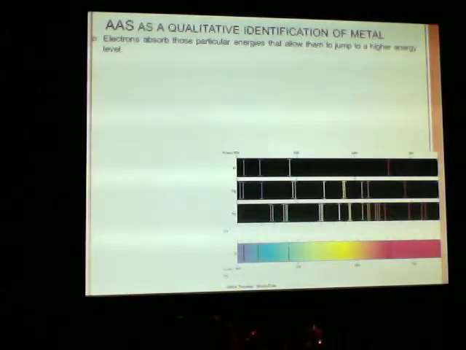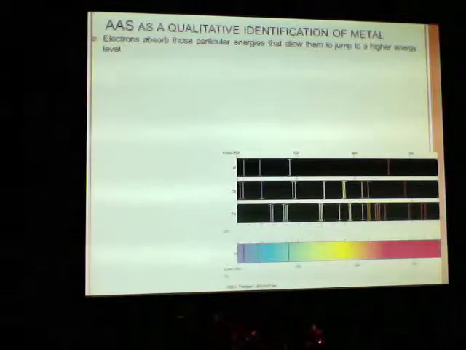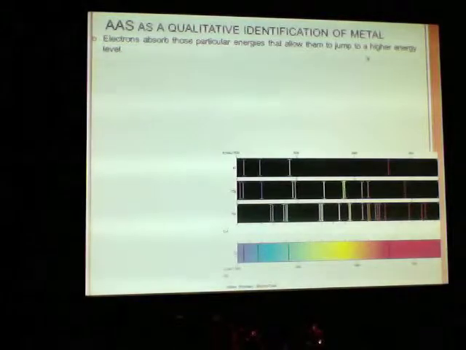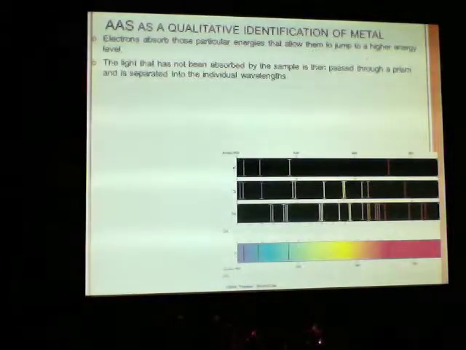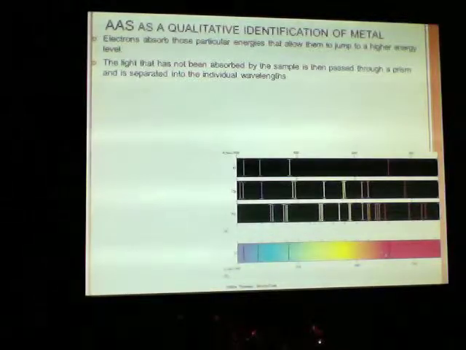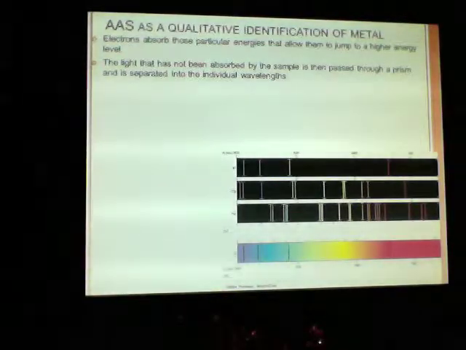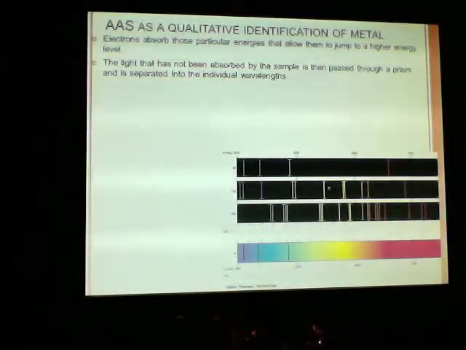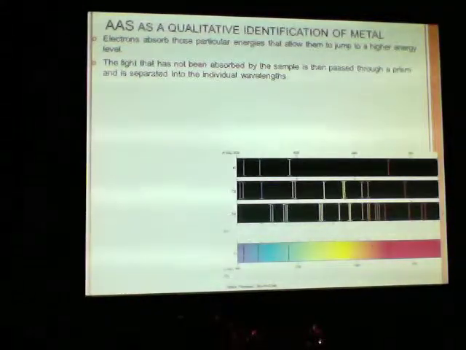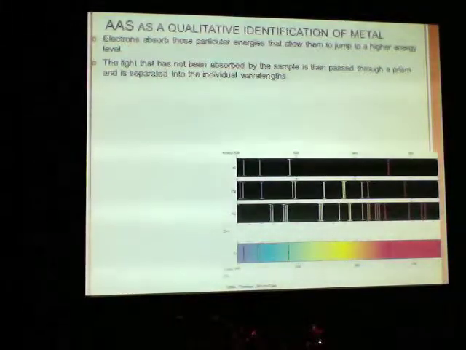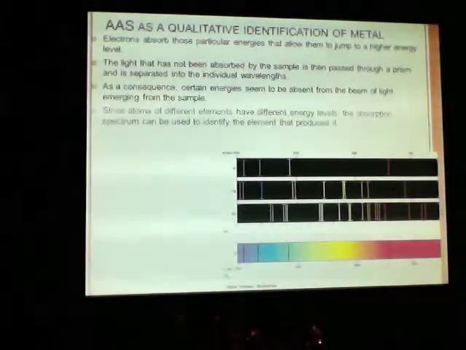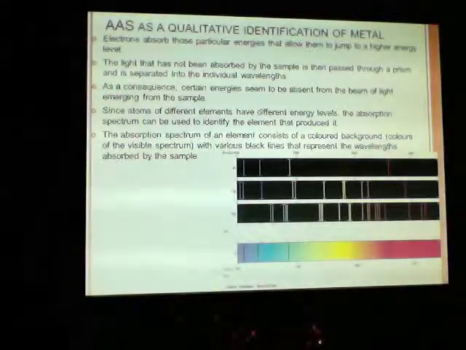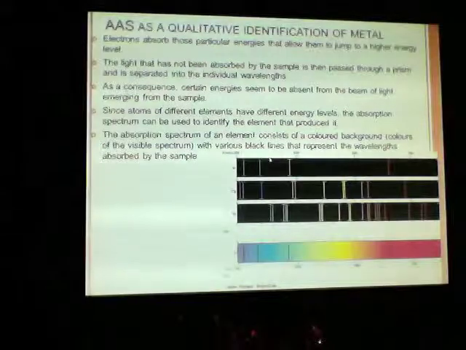So how can we use AAS as a qualitative technique, how can we identify metals using AAS? Basically, each atom will display a different absorption spectrum, right? It's basically like a fingerprint for the atom. Here you can see neon looks like this, mercury looks like this, and hydrogen looks like this, all different. Basically because they have different numbers of electrons and different numbers of protons in the nucleus, right? So since they have different energy levels, the spectrums are all different, right?